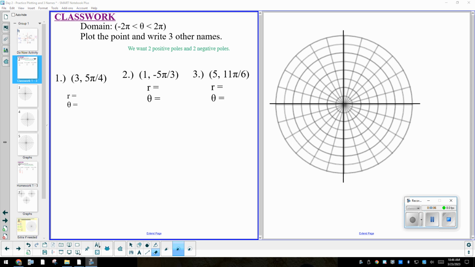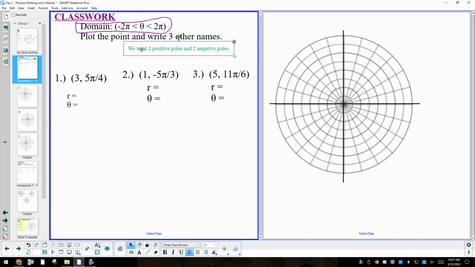We're plotting polar and naming the point three other ways. One of the biggest things, though, is if we look, I do restrict your domain. The reasoning why: if I didn't restrict that, you guys could take this point and just keep adding 2 pi to it. You know what I mean? And then you're not getting the concept of how to get a negative pole, how to have a positive pole. So I do restrict your domain. And what we want is for each one, we want you guys to have 2 positive poles and 2 negative poles.